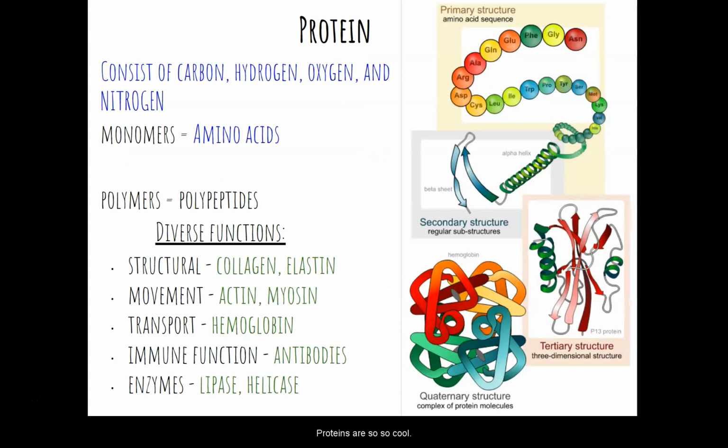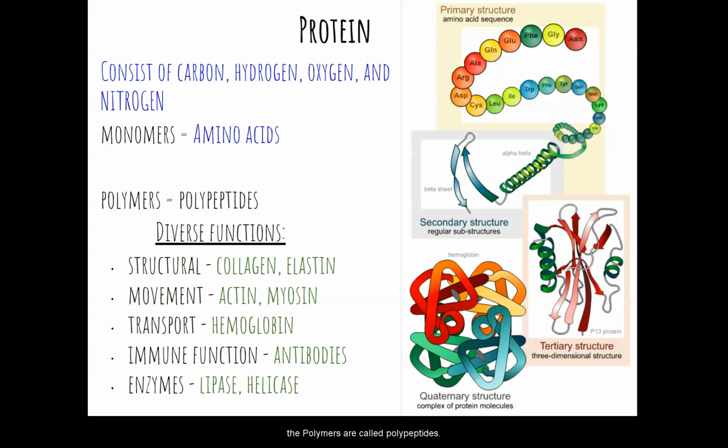Proteins are so cool. This group of large biological molecules has got nitrogen in addition to the carbon, hydrogen, and oxygen. The monomers are called amino acids, and there are 20 naturally occurring amino acids. Of those, about 9, or depending on if you're a kid or not, 9 or 10 of them are considered essential amino acids, and you have to eat those in food. You can't synthesize those ones. The rest of the amino acids your body can actually synthesize and make.